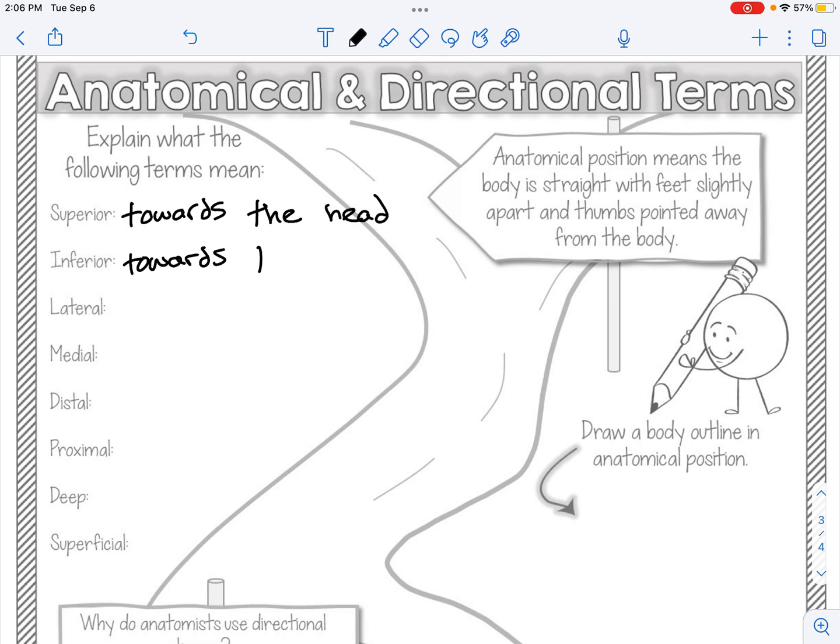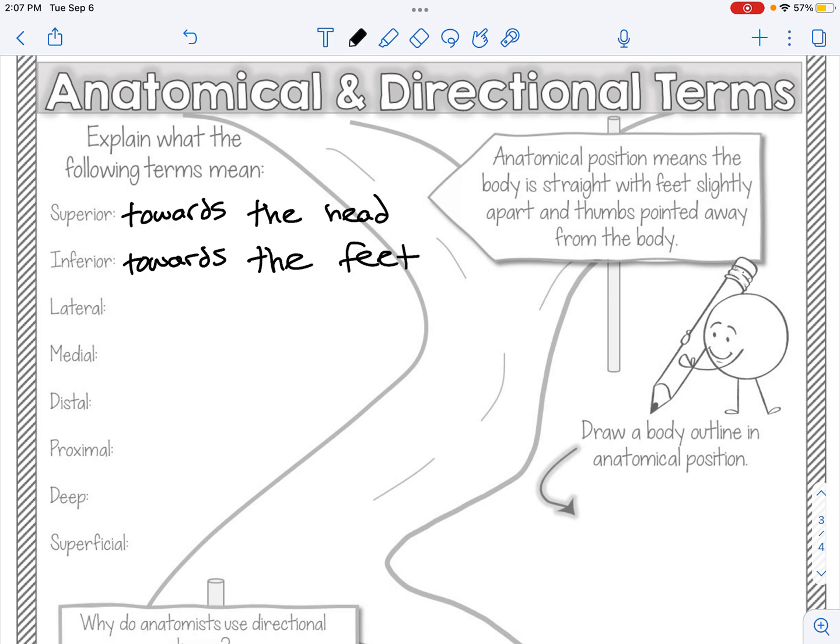Sorry, I cannot write words all of a sudden. In animals, these words might mean something different because superior usually means closer to the top. So if you're talking about an animal that walks on 4 legs, their top would not be toward their head necessarily. But we're talking about human anatomy, so we are. By the way, anterior and posterior are not on this list, but they were in the notes. They're just missing from this paper.